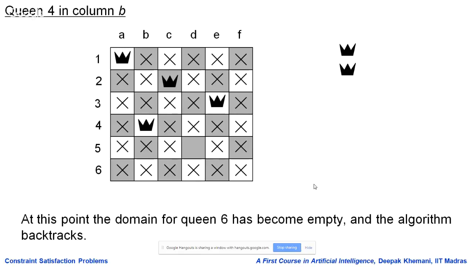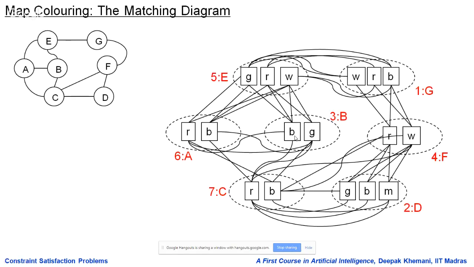So in this example that we are looking at right now, we have tried 4 queens, queen 1, queen 2, queen 3, queen 4. But the domain of queen 6 has become empty because everything has been crossed out. So we backtrack from that point itself and try a different value for queen 4. Then we try a different value for queen 3, and then so on, depending on how much you want to backtrack.